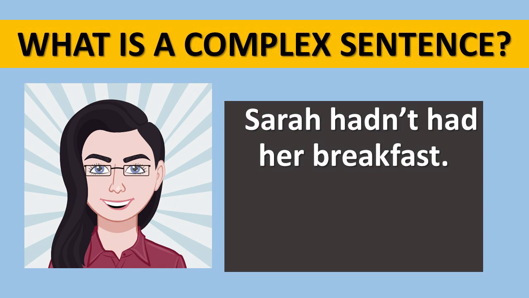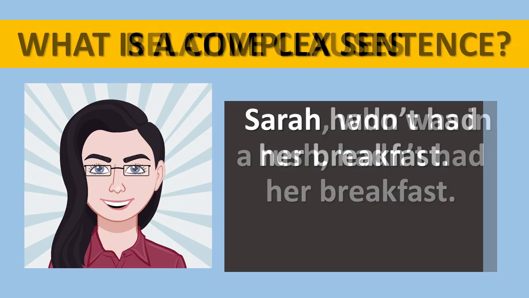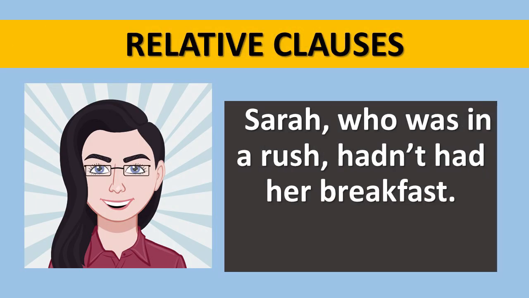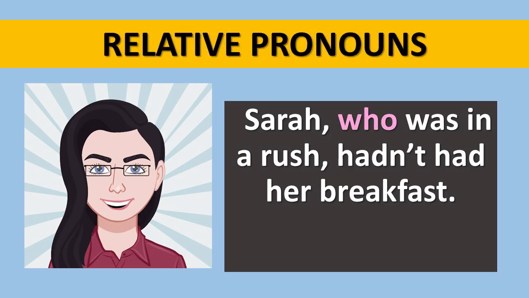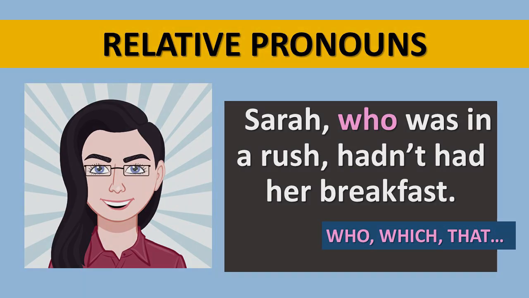We've got Sarah hadn't had her breakfast, but we can add a relative clause. Sarah, who was in a rush, hadn't had her breakfast. What we've got there is a relative clause that's been embedded in the sentence with commas. We've got a relative pronoun there, who, and other examples of that would be which or that. So if we're using any of those pronouns in the middle to cut in with our commas, we'll be using an embedded clause, and it will be a relative clause.